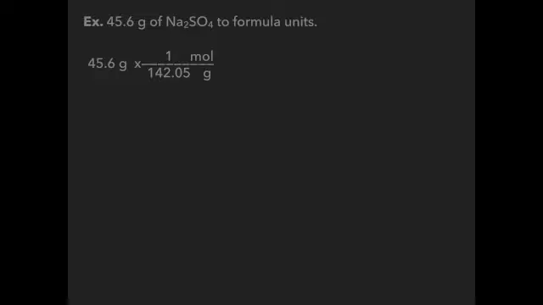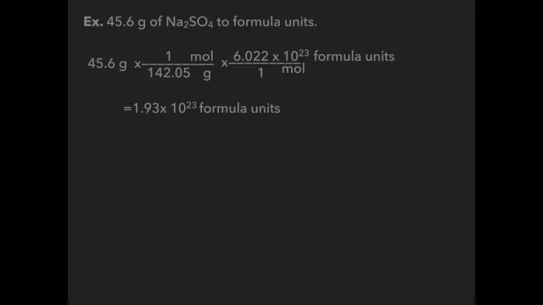I'm now in moles of sodium sulfate, and I have to get into formula units. So I'm going to put moles on bottom, and I'm going to put formula units up top. Remember, you've got 6.022 times 10 to the 23rd formula units for every 1 mole. Okay? And now I can actually figure out how many formula units that is, and it's 1.93 times 10 to the 23rd formula units. Alright, so now instead of just doing one simple conversion from grams to moles or moles to grams, you now can go from grams into moles and then get into something else.